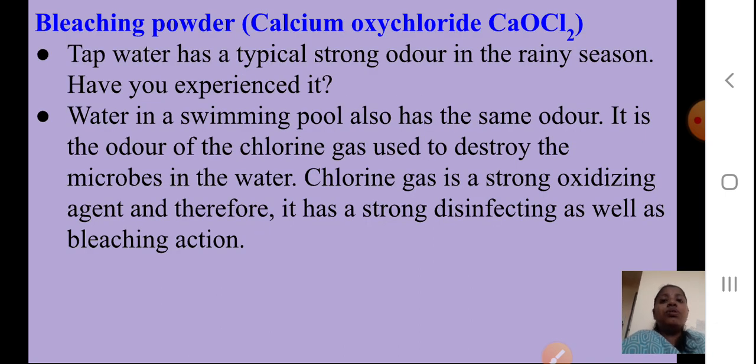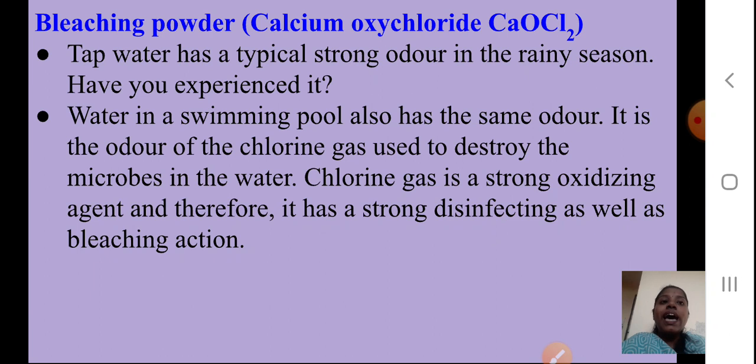The next part we are going to study is bleaching powder, students. We also call it calcium oxychloride, that is CaOCl2. Now the tap water has a typical strong odor in the rainy season. Have you experienced it? Yes, you must have. Water in a swimming pool also has the same odor. It is the odor of the chlorine gas used to destroy the microbes in the water. So that smell is nothing but the odor of the chlorine gas.